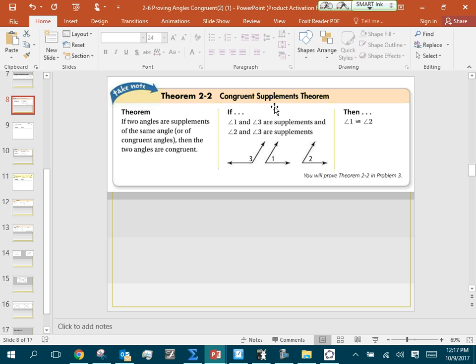Hopefully you see that angle 3 is that same angle that they were talking about here. It's consistent in both phrases. And 1 and 2 then are the two angles that are supplements of 3. Is that doable? All right.